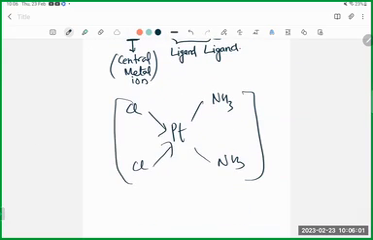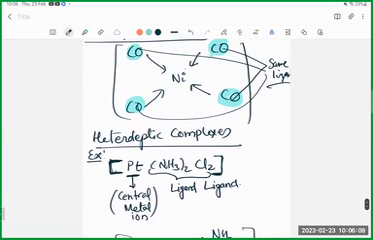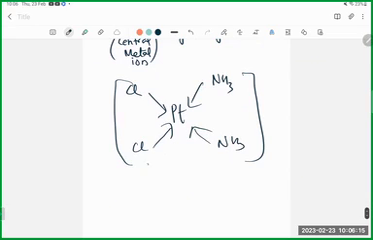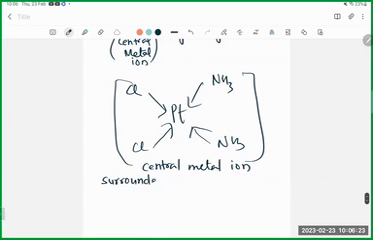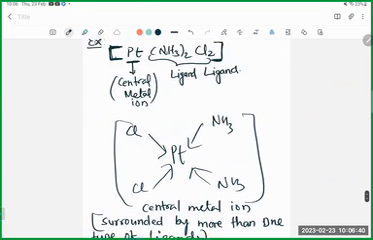Did you understand? Yes, ma'am. So this is heteroleptic. You can write the definition by yourself: the complex in which the central metal ion is surrounded by more than one type of ligands. Okay, you can write the definition. So this is called the heteroleptic.